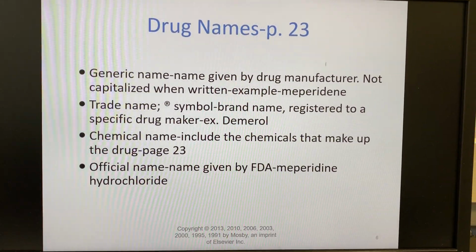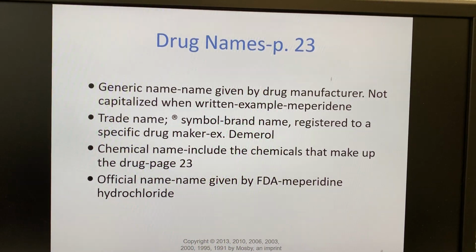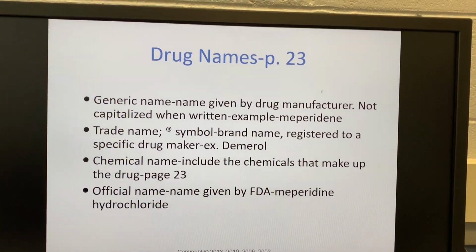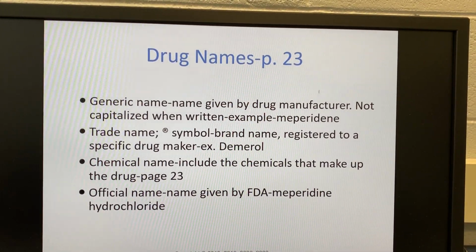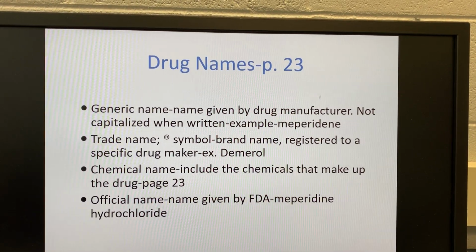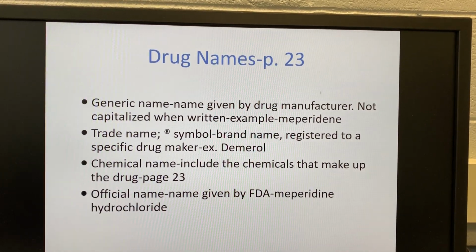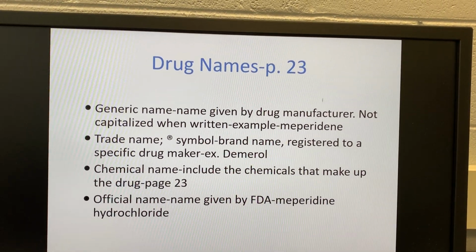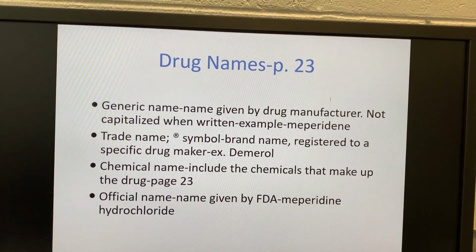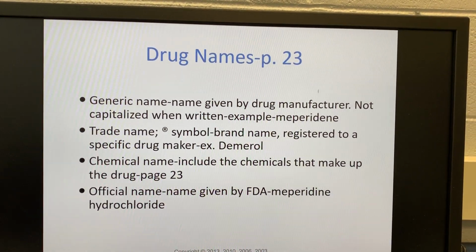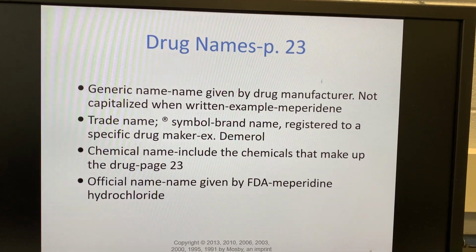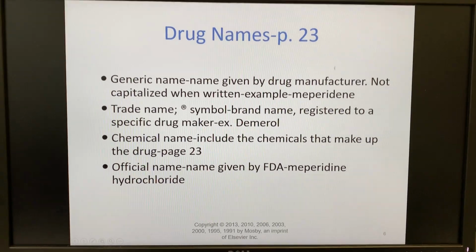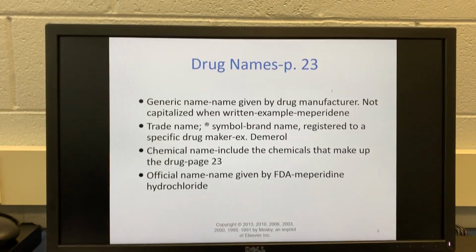The trade name usually has that little registered symbol by it, sometimes called the brand name, and it's registered to a specific drug maker. An example is when meperidine was first developed by a particular drug maker, and it was called Demerol. That was its trade name. Nobody else can manufacture it under its trade name. When the patent and the recipe was allowed to be purchased by other drug companies, they have to call it by its generic name, meperidine.